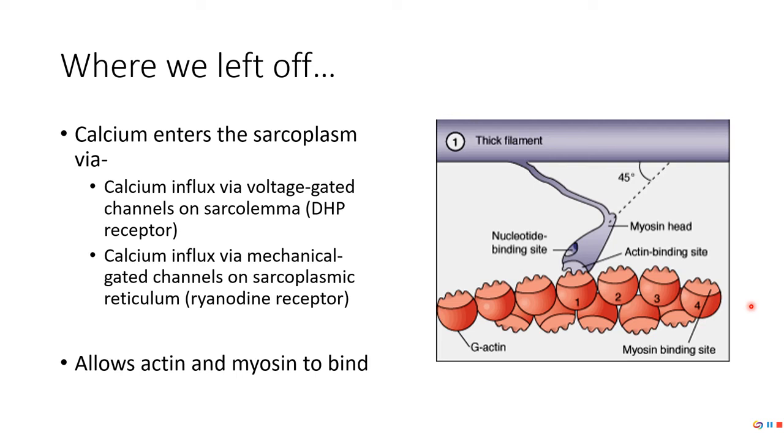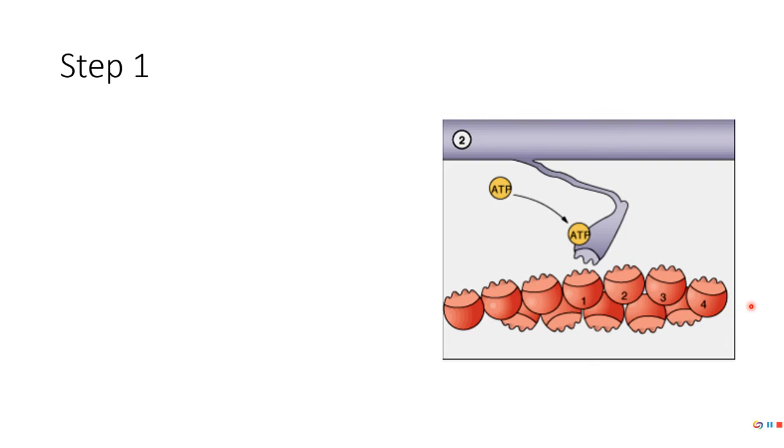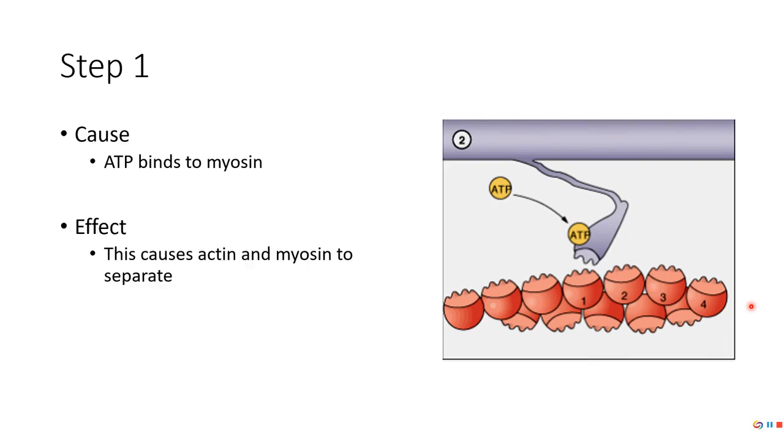As we go through this process of cross-bridge cycling, I want you to remember that ATP and its products are going to cause something to occur with myosin and actin. So, in other words, ATP is the cause, myosin is the effect. At this point, actin and myosin are bound together tightly. As you can see from this diagram, an ATP molecule binds to the myosin head, and that causes actin and myosin to break apart.